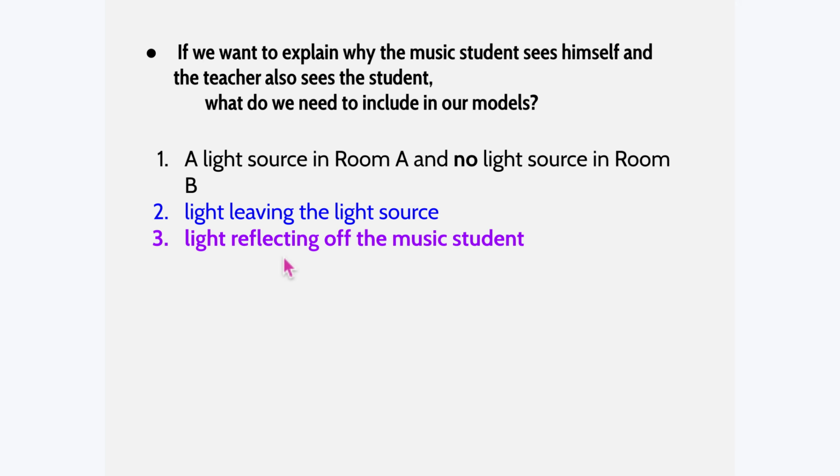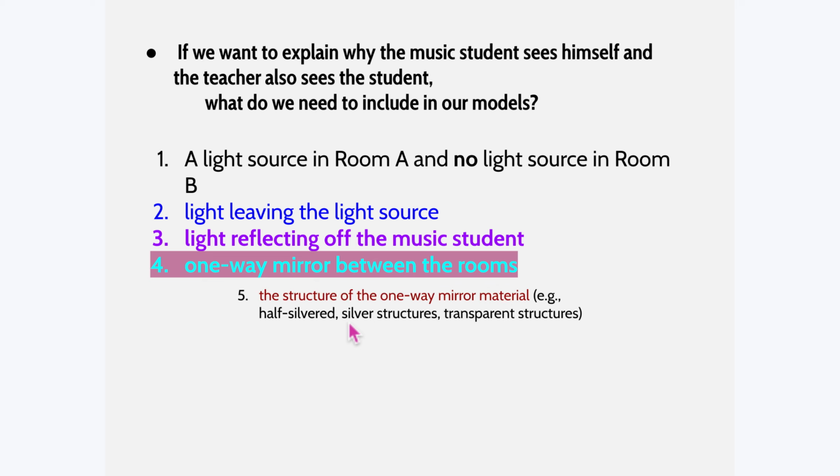The light reflecting off the music student. So we can't see the music student unless light's shining on the music student. And then that light has to reflect off. And that's what people are going to see, is that light reflecting off the music student and everything else in the room. There has to be a one-way mirror type thing between the rooms. Some kind of material that works as both a mirror from one side and a window from the other.